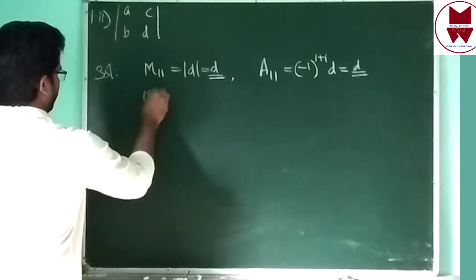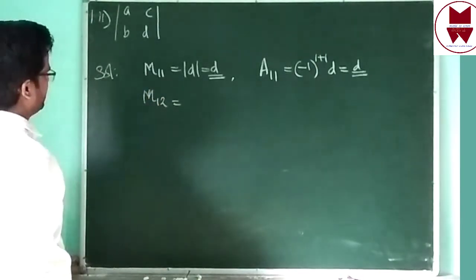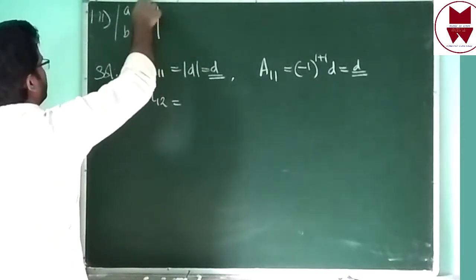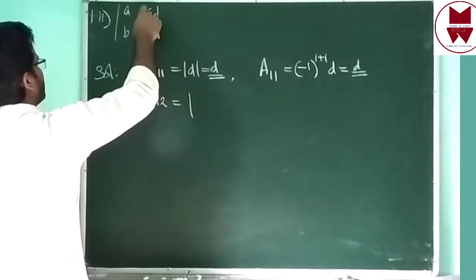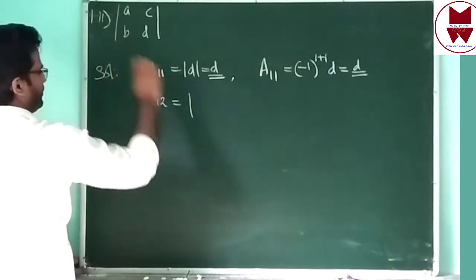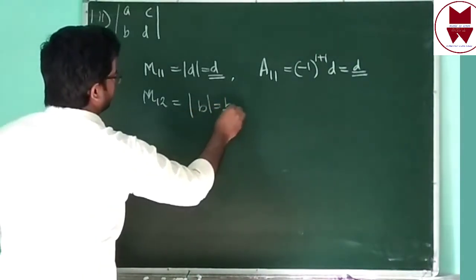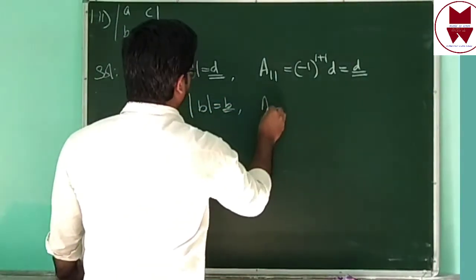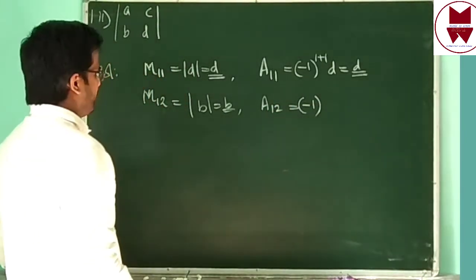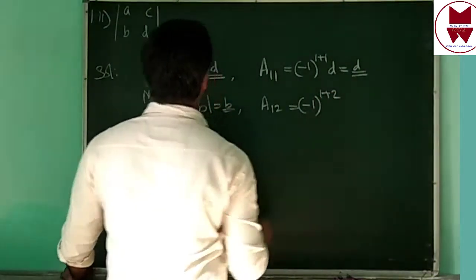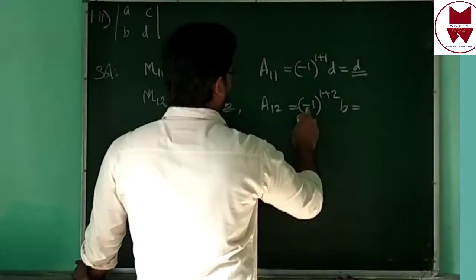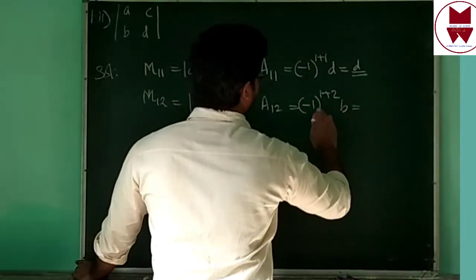Next, M12. First row, second column, this C. Okay. Then what you will get? If you consider C means first row and second column, just delete, then remaining B. Then here A12, we can write minus 1, 1 plus 2, then minor already got it, that is B, equal to minus 1 all cube, that will be minus 1 into B, minus B.